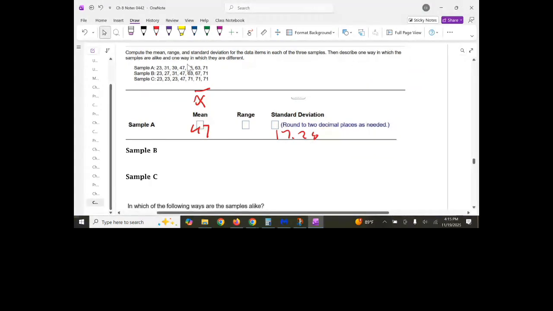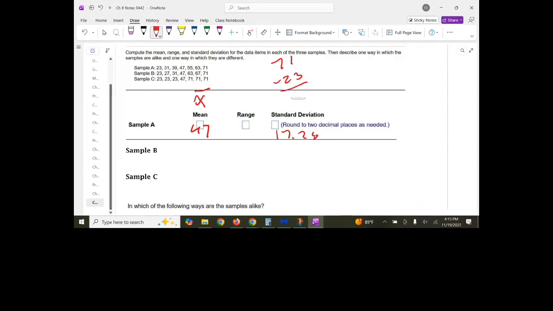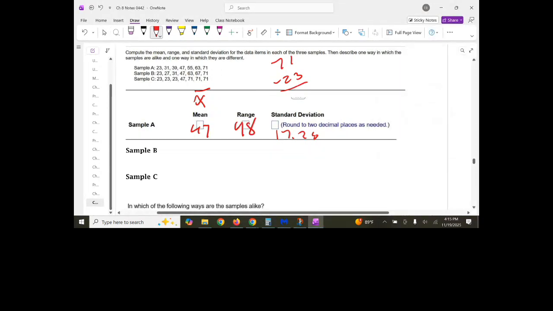Now, y'all, remember how we would find the range? We take the biggest number minus the smallest number. Y'all, if I start hitting my down arrow button here, it might tell me, here we go. My smallest number was 23. My biggest number was 71. So 71 minus 23, and I'll figure out what that's going to be. That's about the only calculation I've got to do. 48. There's my range. Okay. All right. Y'all, we did sample A.